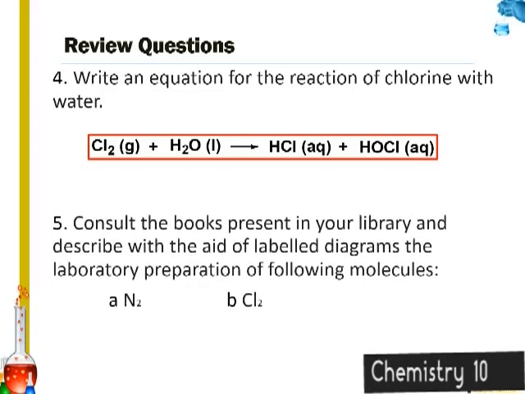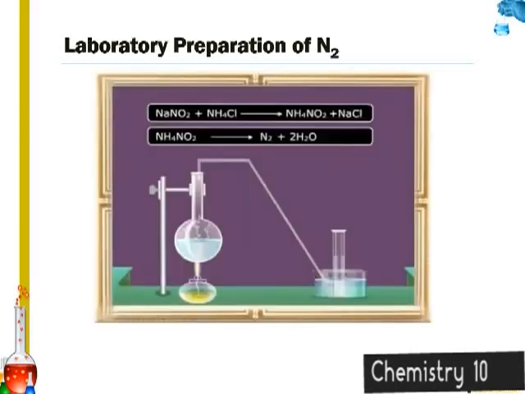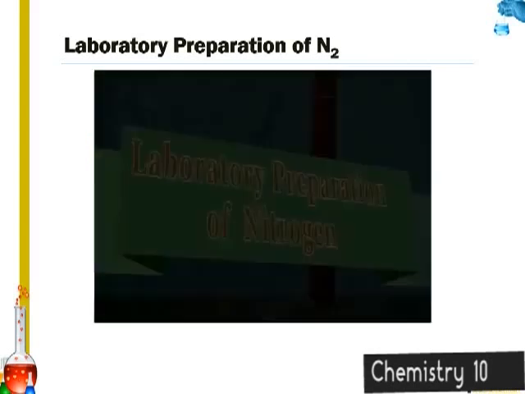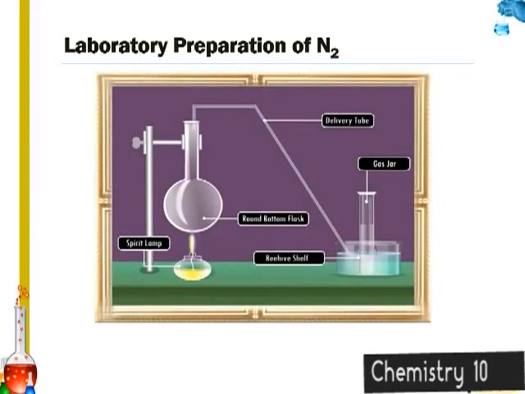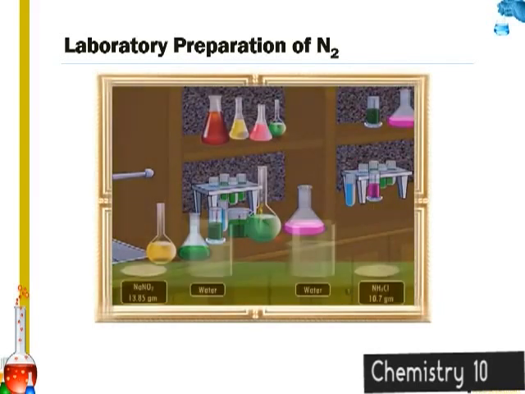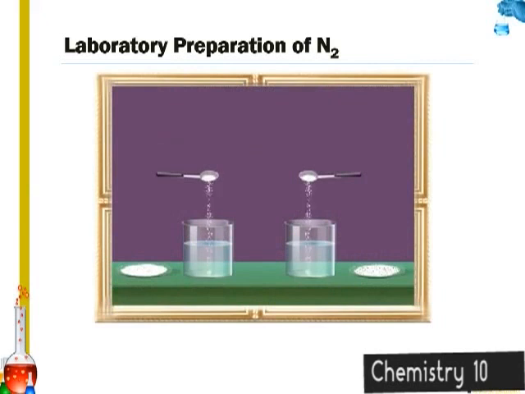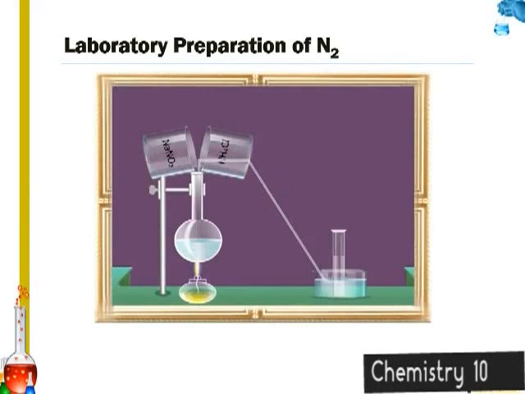Question 5. Consult the books present in your library and describe with the aid of labeled diagrams the laboratory preparation of the following molecules: A, nitrogen, and B, chlorine. In the laboratory, nitrogen is prepared by heating a mixture of ammonium chloride, sodium nitrite, and a small quantity of water. The presence of water prevents ammonium chloride from subliming when heated.